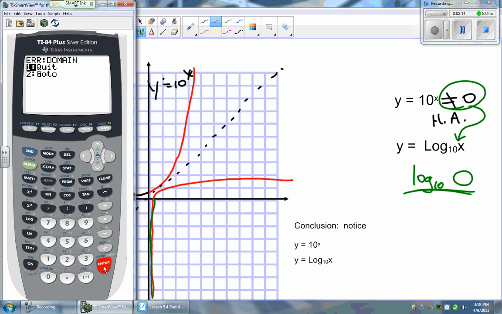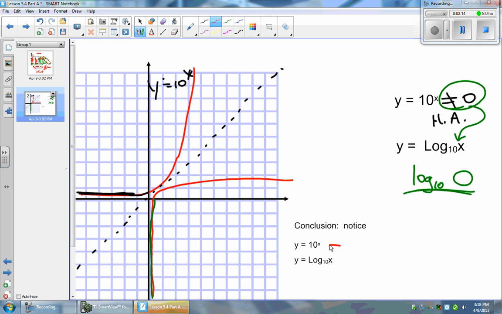So the conclusion is this. This could never equal 0. And the conclusion here also is that this x can never be 0 either. Okay? So that's kind of important to realize.